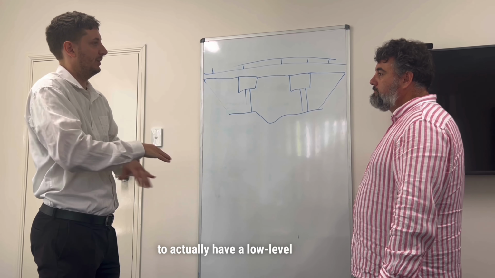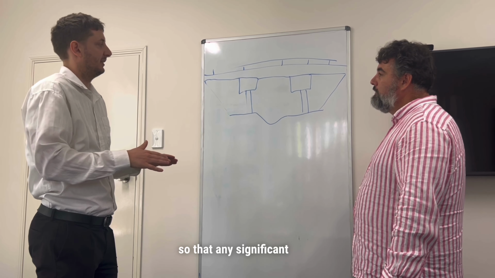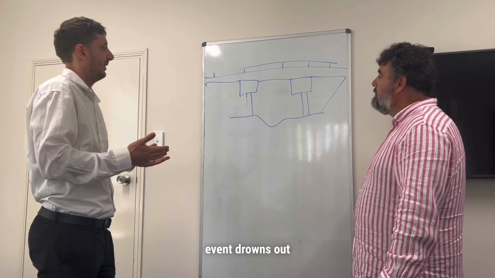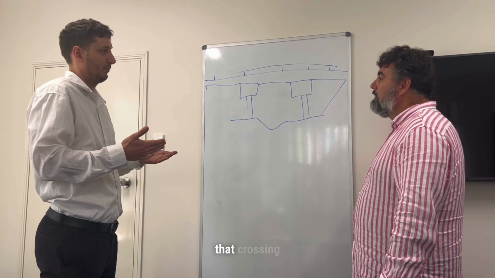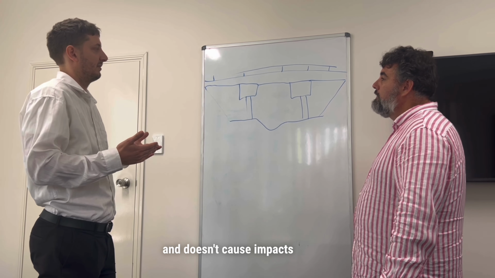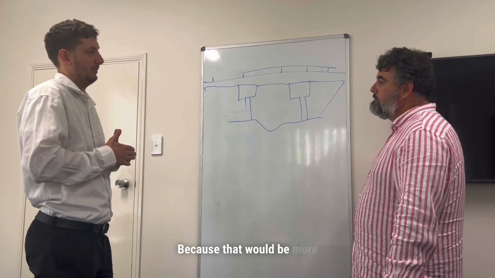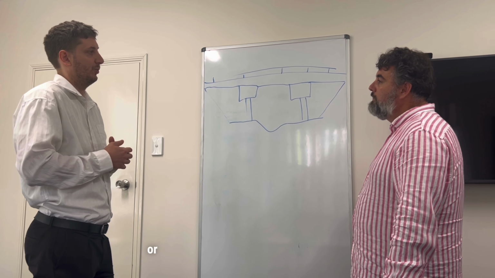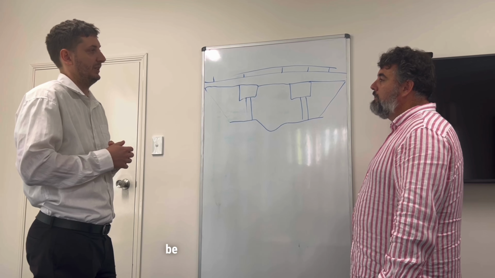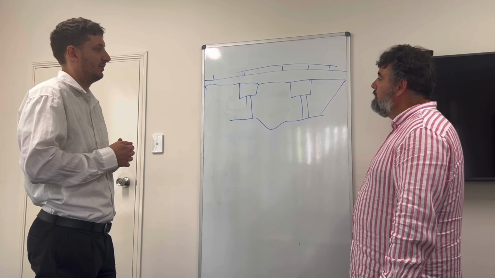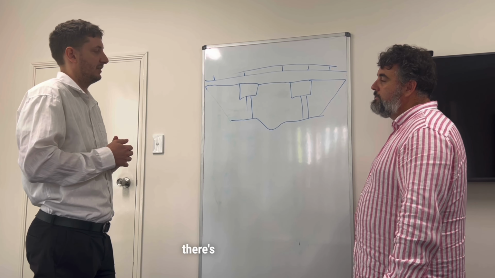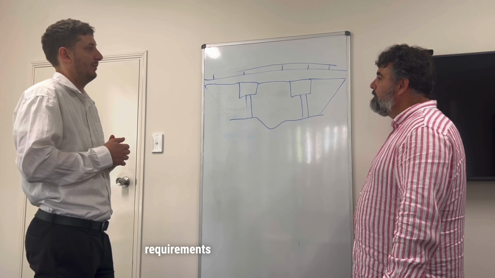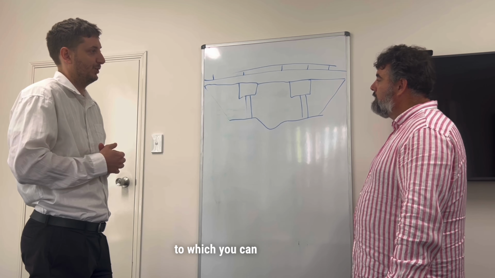At times it can be preferable to actually have a low-level crossing so that any significant flood event drowns out that crossing and doesn't cause impacts nearby. But of course that would be more appropriate potentially for pedestrian bridges or bridges that are certainly not going to be in heavy use. For trafficable bridges, vehicle bridges, there's minimum immunity requirements which may limit the amount to which you can do that.